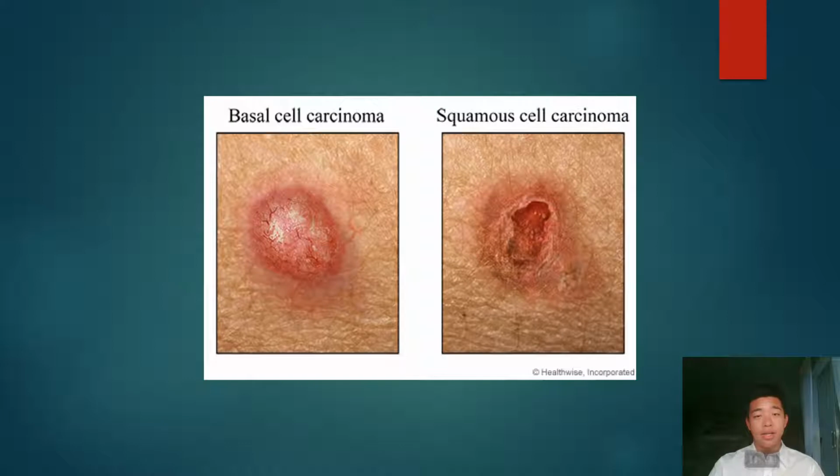So this is a diagram. Like I said, basal cell carcinoma is more like a pale patch of skin or waxy translucent bump, whereas squamous cell carcinoma is more rough and reddish and scaly. So this is how you tell the difference between these two.